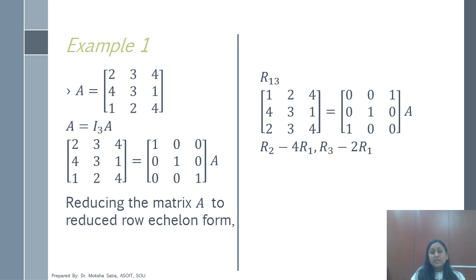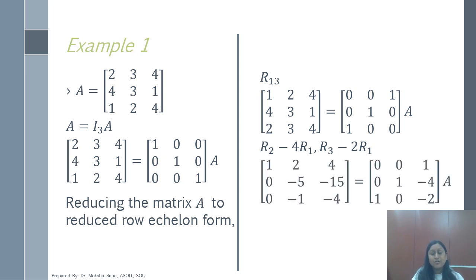First operation is R2 minus 4R1, and for this we need to multiply R1 with minus 4, and we'll have minus 4, minus 8 and minus 16, and then add to the 4 3 1. In a similar manner, we need to multiply the right hand side first row with minus 4. We will get 0 0 minus 4, and it will be added to the 0 1 0, and that's why the second row will change on both sides: 0 minus 5 minus 15 and 0 1 and minus 4.